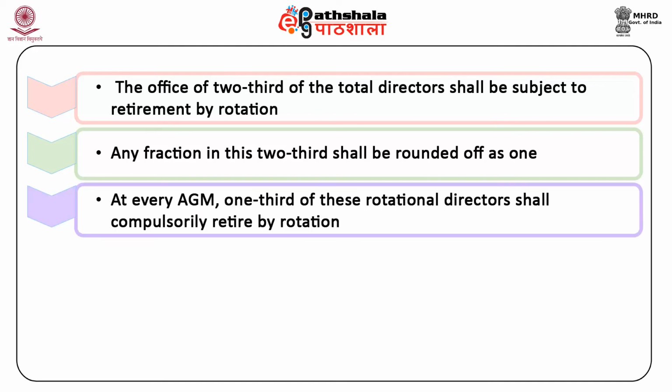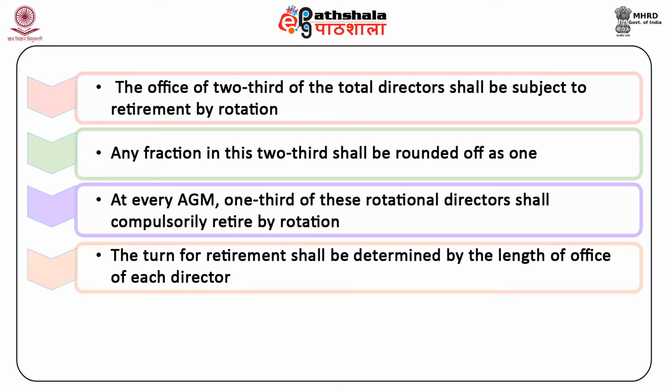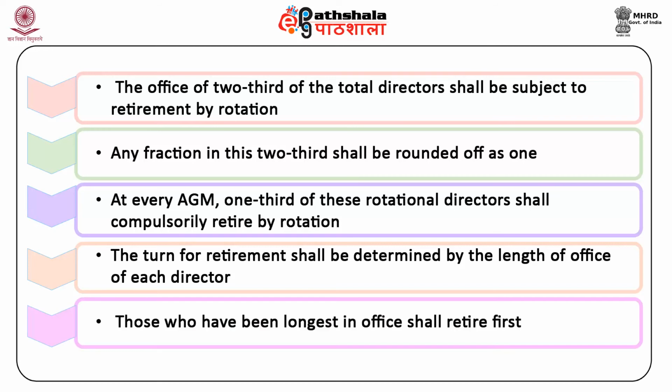Now, at every AGM, one-third of these rotational directors shall compulsorily retire by rotation. The term for retirement shall be determined by the length of office of each director. Those who have been longest in office shall retire first. As between persons who become directors on the same day, retirement may be decided by lots.